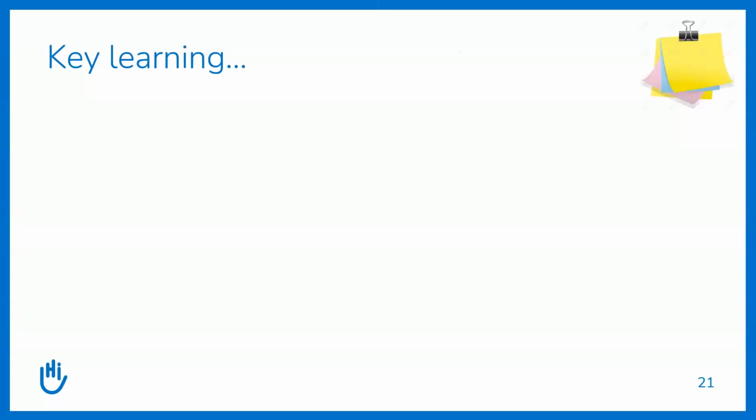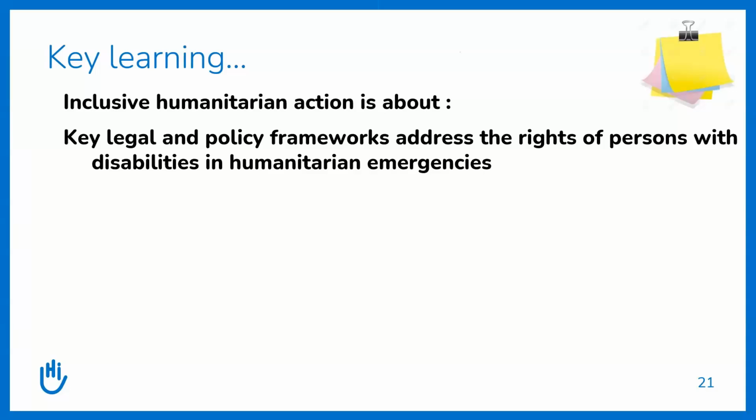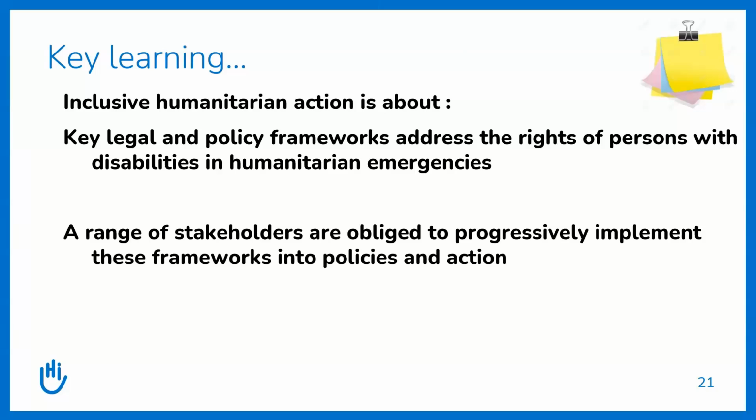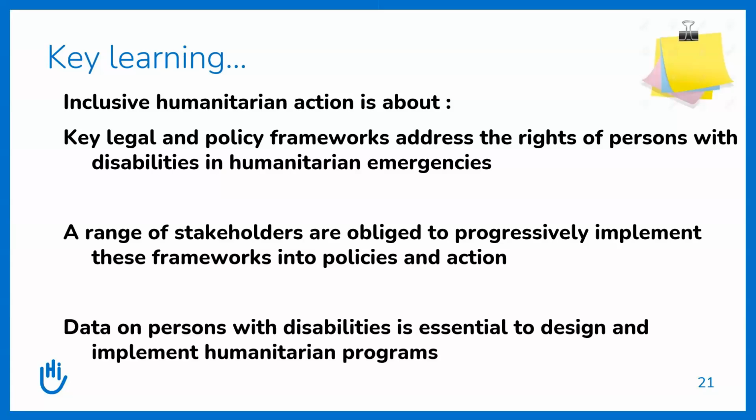So as we come to the end of our first session, we have our key learning that inclusive humanitarian action is about key legal and policy frameworks addressing the rights of persons with disability in humanitarian emergencies. Because once we address the rights of persons with disability, we are able to ensure that we have inclusion. Also, it's about a range of stakeholders who are obligated to progressively implement this framework into policies and action. These stakeholders could be you and me, our society, our community. We also saw the other clusters and government.